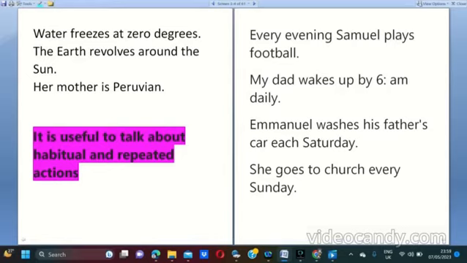Here, every evening, Samuel plays football. It is a daily activity. Daily and repeated activity it is. So here, it is a habitual one. My dad wakes up by 6 a.m. daily. It is also habitual. Waking up early in the morning is one habitual activity, one habit.